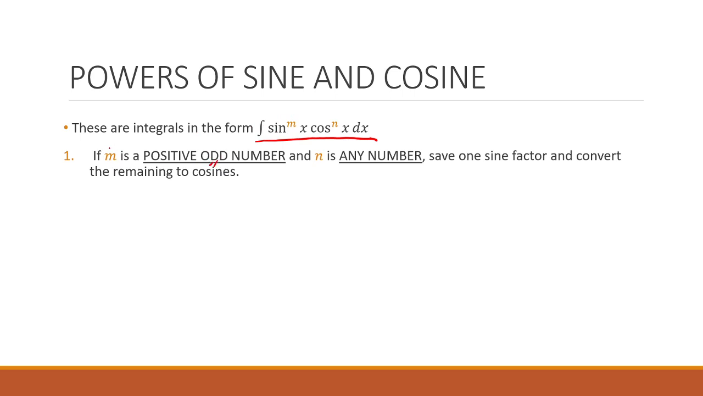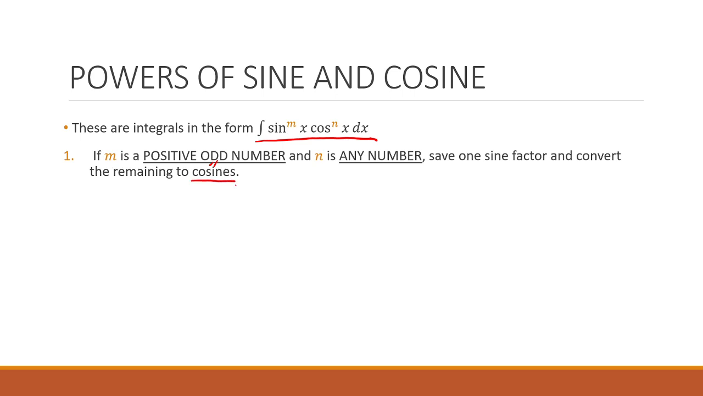If the power of sine is a positive odd number, tapos ang power ng cosine is any number, meaning any real number, it can be positive or negative, basta any number. It can be a fraction. Okay? So regardless kung anong klaseng number, basta real number siya. Okay? Then what do we do? We save one sine factor. So kumbaga from sine raised to m of x, we factor out isang sine na function. Okay? And then the remaining sine factors should be converted to cosine.